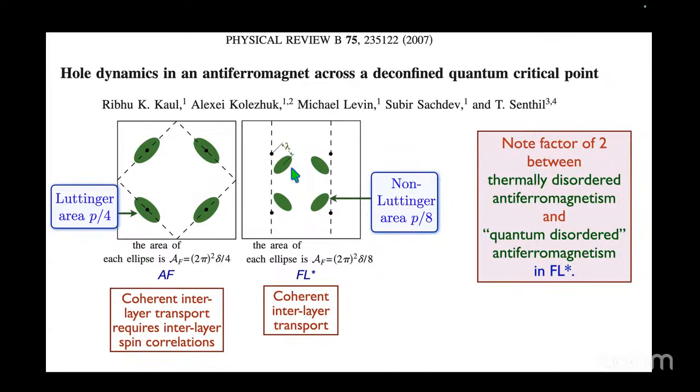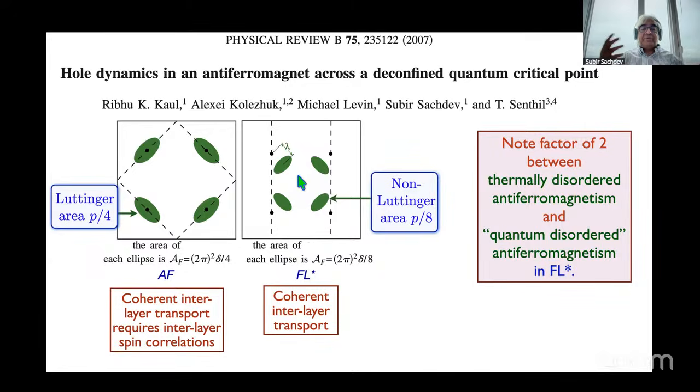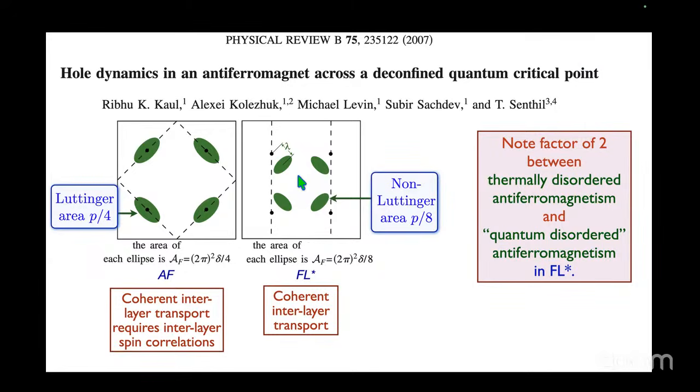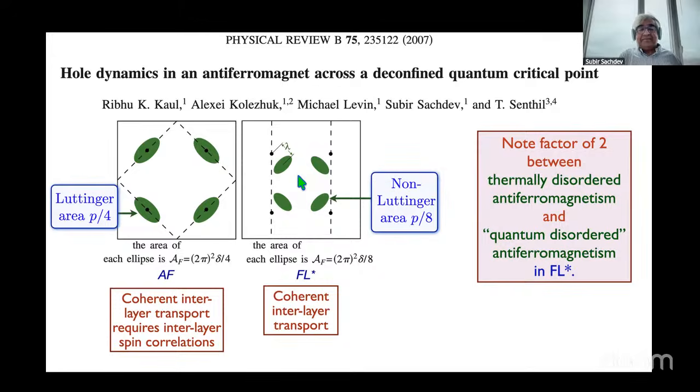There's often a view that we can think of a spin liquid as a fluctuating antiferromagnet, but that's really not correct. It's not correct because if you have an antiferromagnet, then of course we know we get these 4 pockets of area P over 4. Now if this antiferromagnet is thermally fluctuating, you can still use the same picture. And that will broaden the Fermi singularity, but it won't change the area of the pockets.